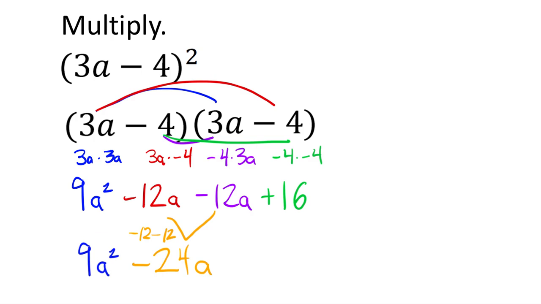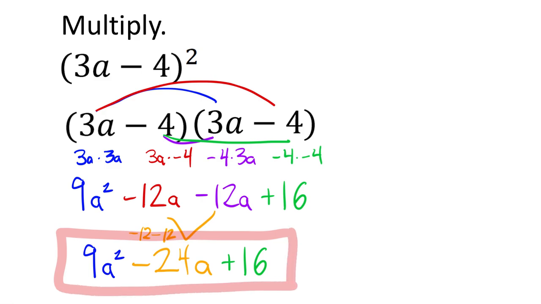Now I can take the other two terms, the 9a squared, and also the positive 16, and combine it there, which gives me my final answer of 9a squared minus 24a plus 16. And that does it for this one. There's no need to solve here because it doesn't actually equal anything. All we needed to do was take the 3a minus 4, multiply it by itself, and then combine any like terms, which we do have. All right, that'll do it for this one.